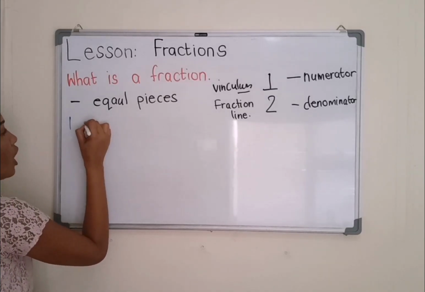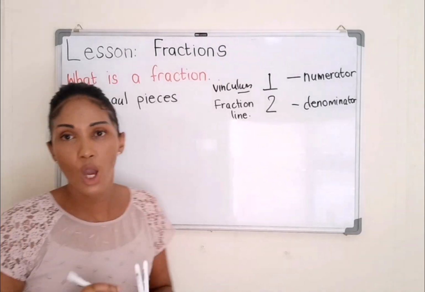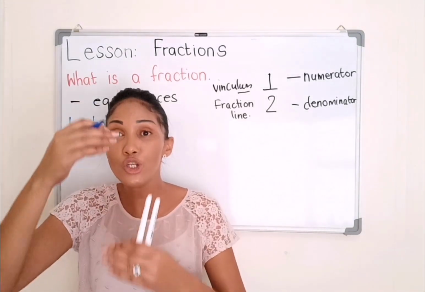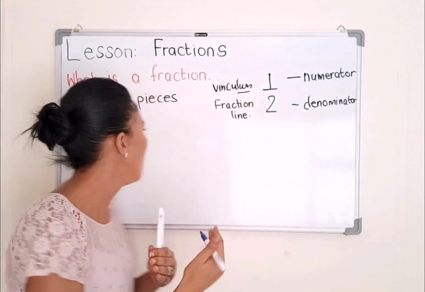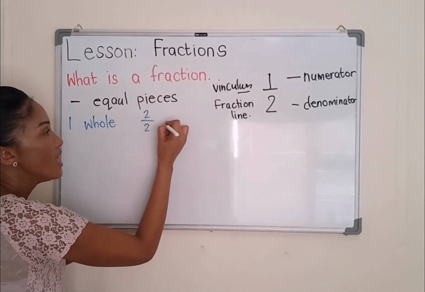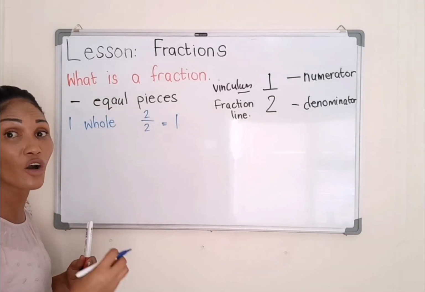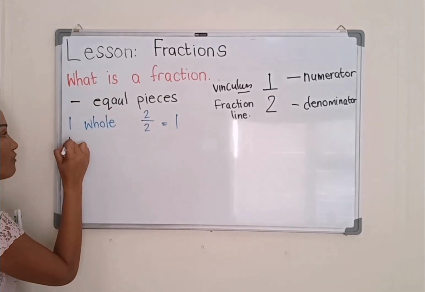We have 1 whole. 1 whole is when the denominator and the numerator are the same. For an example, 2, fraction line 2, this is equal to 1, when your numerator and denominator are the same. Then I have a half.